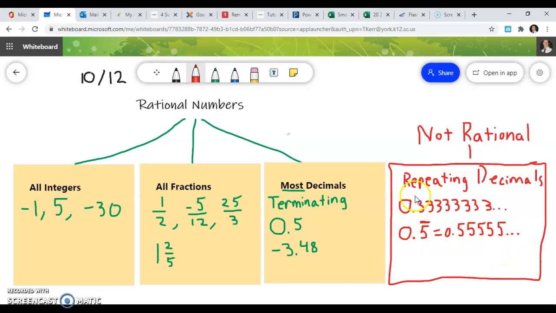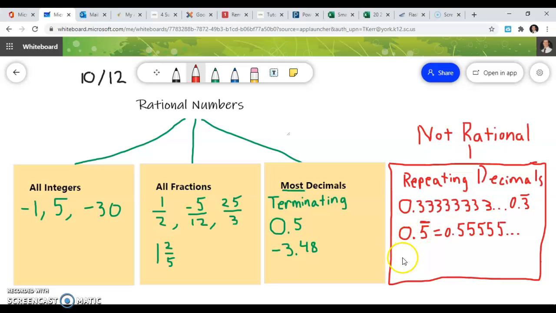And so we could do this for the one above. So 0.3 bar notation is the same as this. So if you ever see this little bar, that means it is not rational. It continues on forever, and it is not going to be rational.